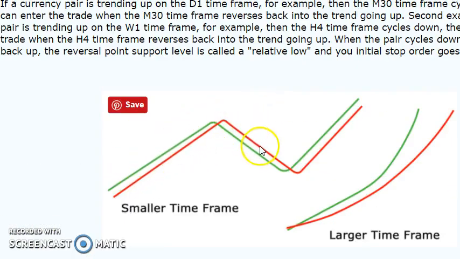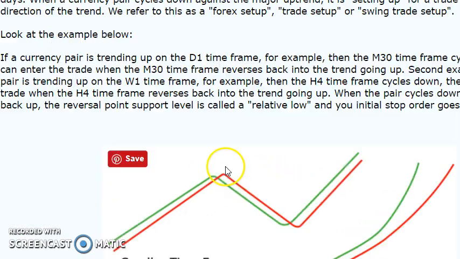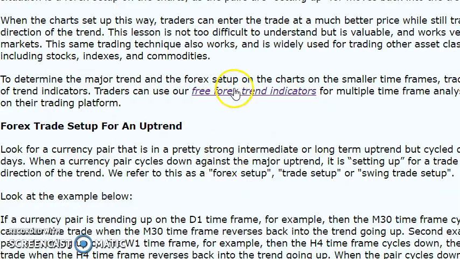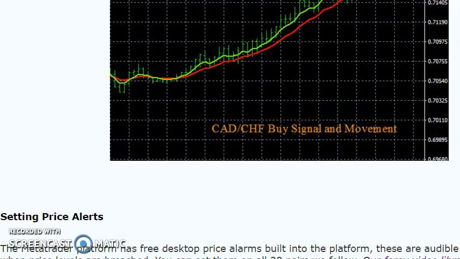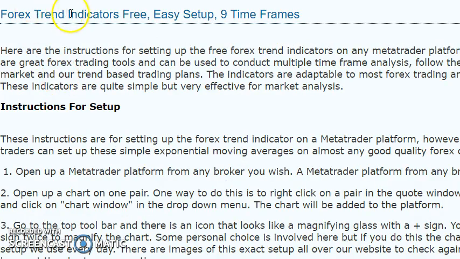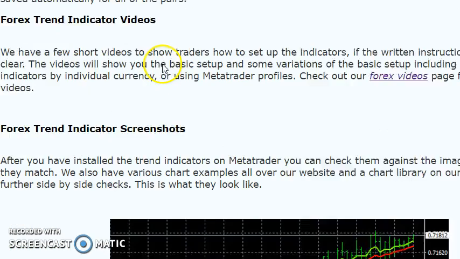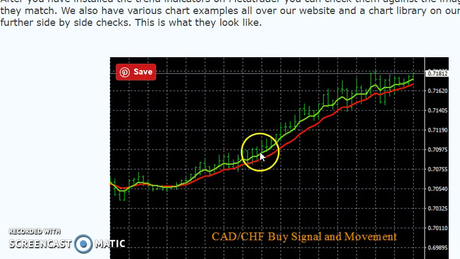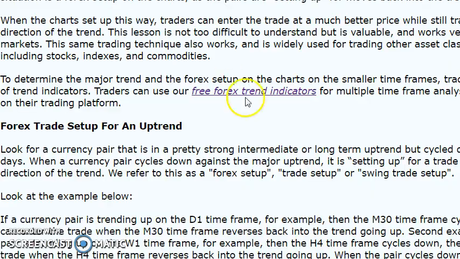These illustrations you see here are sketches of our free trend indicators. If you want to set up some simple trend indicators that work for multiple time frame analysis, just click on the link to the article here and it will show you how to set up our trend indicators for multiple time frame analysis, and they look like this. Basically just a red and green moving average, 5 and 12 moving average, and these are just some illustrations of those trend indicators.